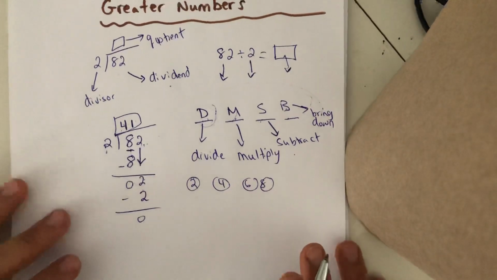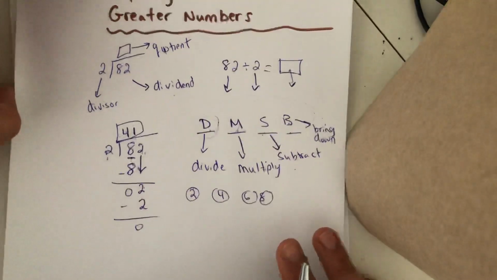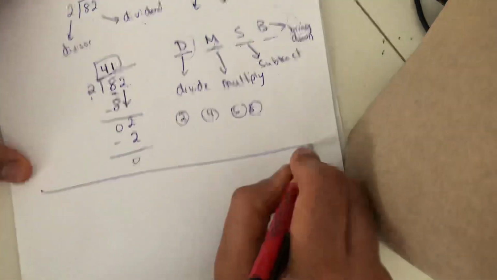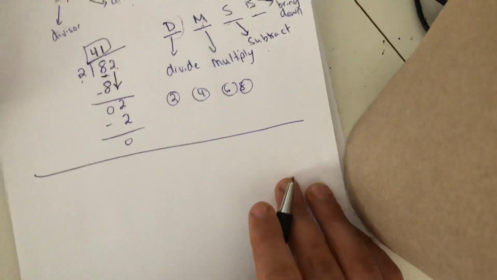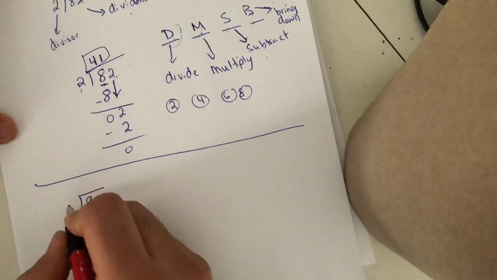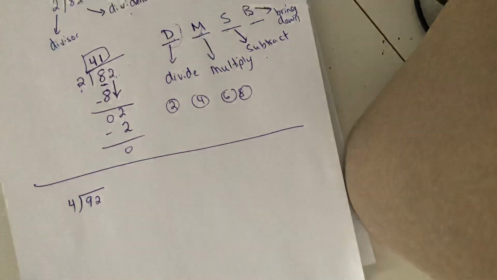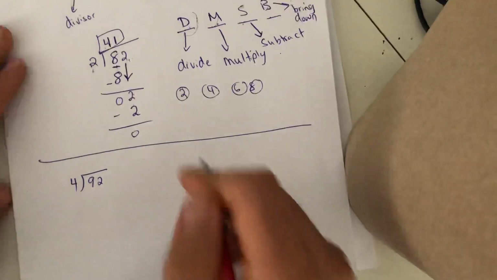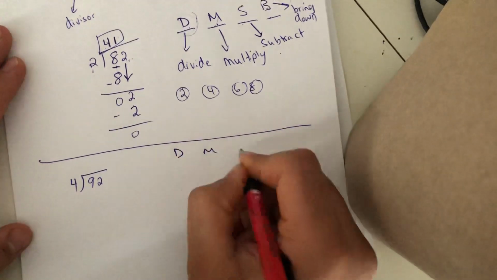I'm going to be giving you some more examples so that you can practice how to work with this long division. Okay, 92 divided by 4. So I'm going to write the DMSB.